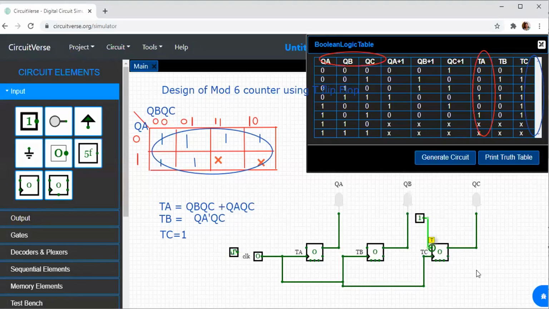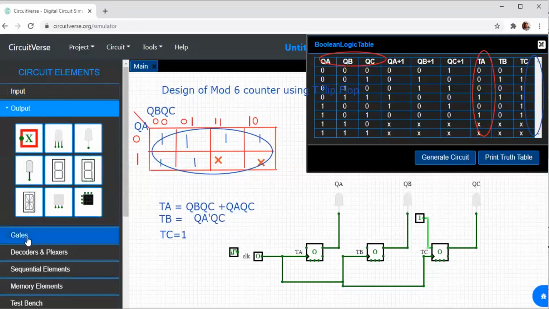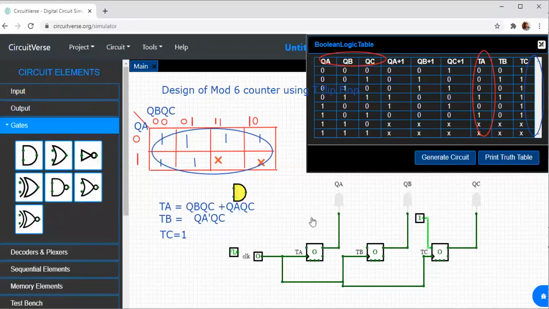Next, what do I have? Now I have TB. TB is equal to QA bar into QC. AND gate it is. So I take an AND gate. So TB is equal to QA bar. This is QA bar. Already we know that. This is according to our logic. It will be QA bar into QC. Where do I have QC? I have QC over here. So I can just plot it.